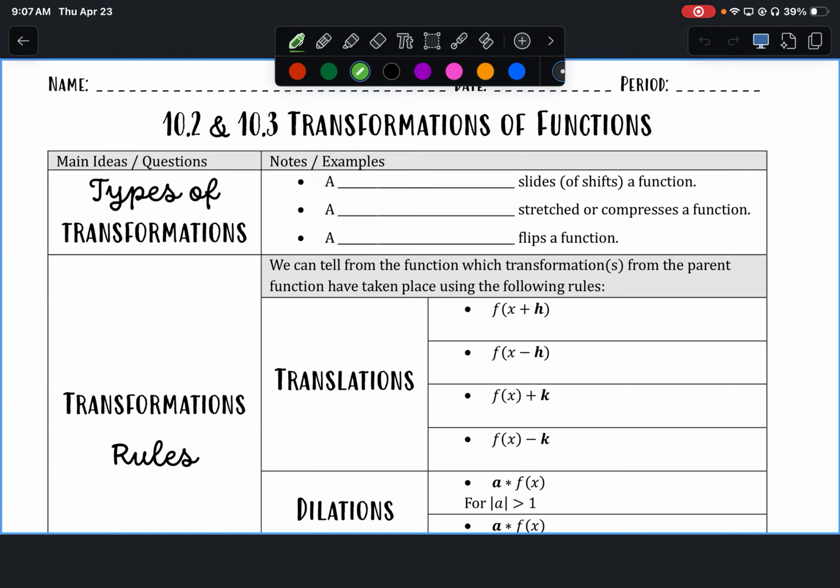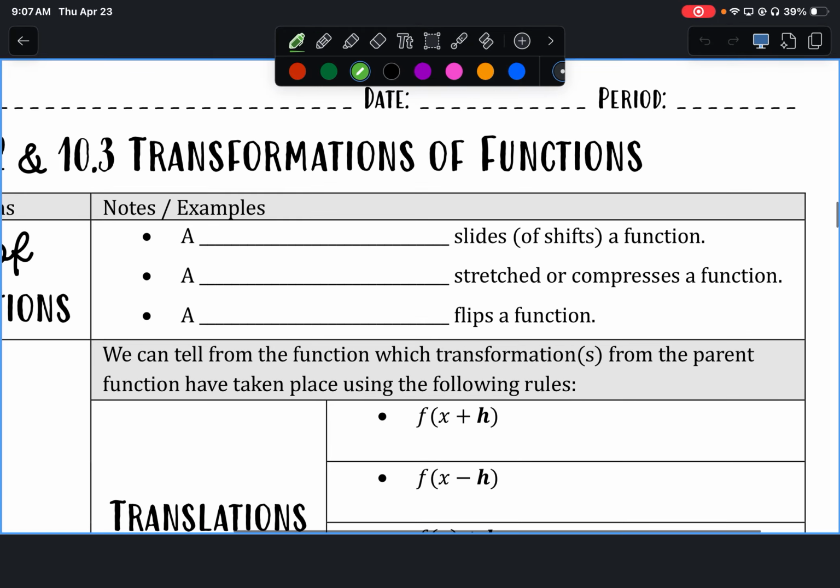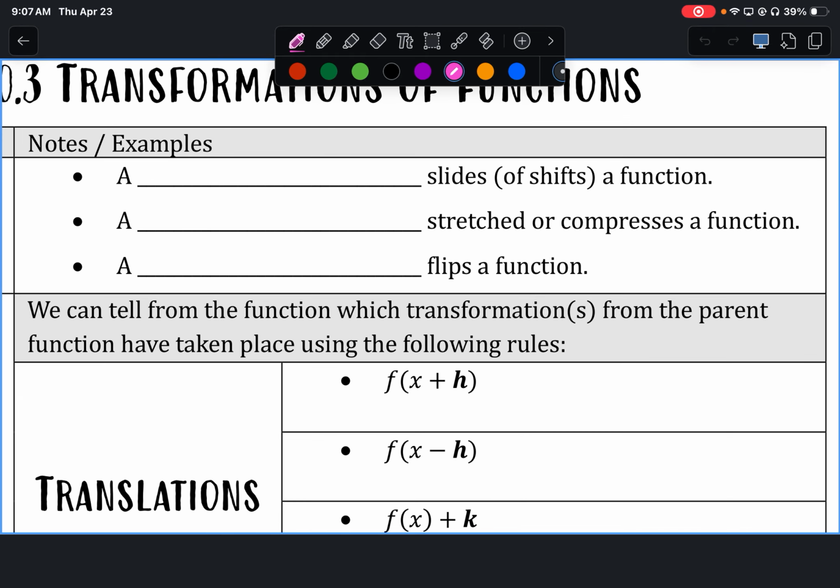There are actually 3 separate types of transformations that we've been dealing with. So we can have a translation of a function, which moves the graph or shifts the graph left, right, up, down. Translations do not change the shape of the graph. All translations do is move the graph. So nothing changes. It's just like picking the graph up and moving it somewhere else.